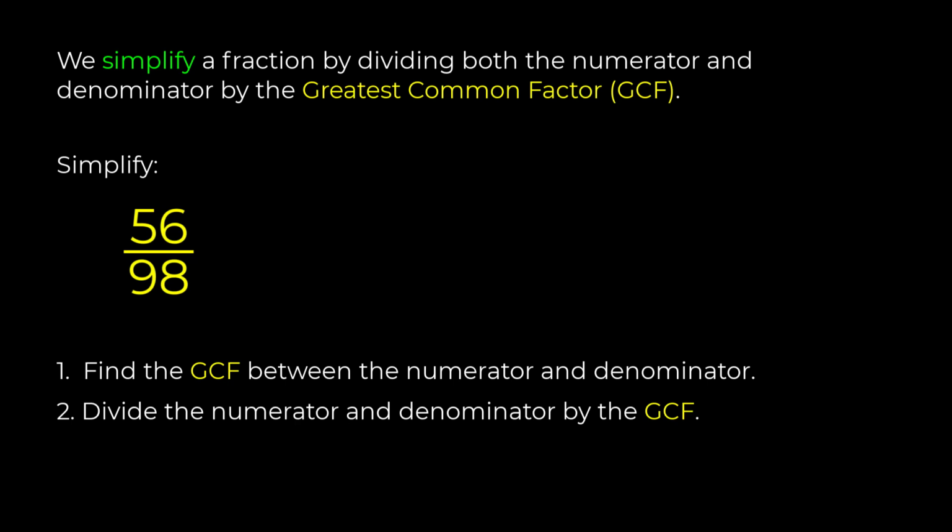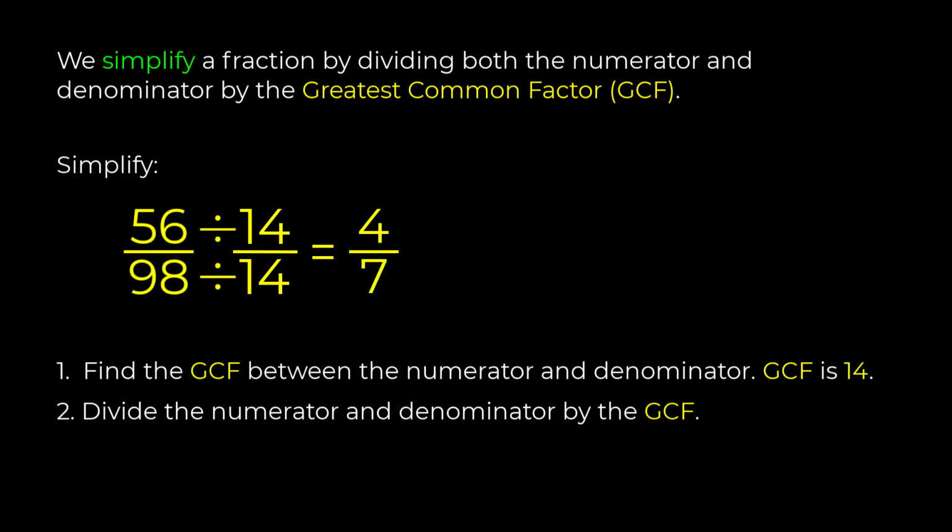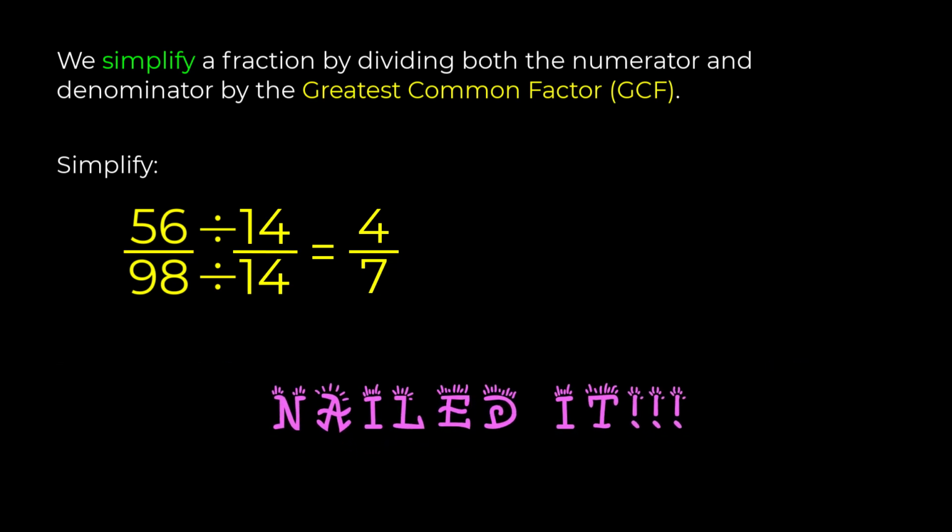First, find the greatest common factor of 56 and 98. The answer is 14. Next, divide both the numerator and denominator by 14. 56 divided by 14 is 4. 98 divided by 14 is 7. The answer is 4 over 7. How did you do? Nailed it!